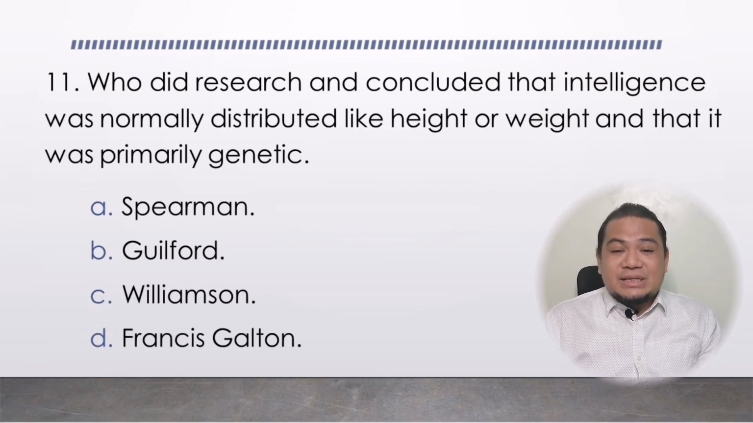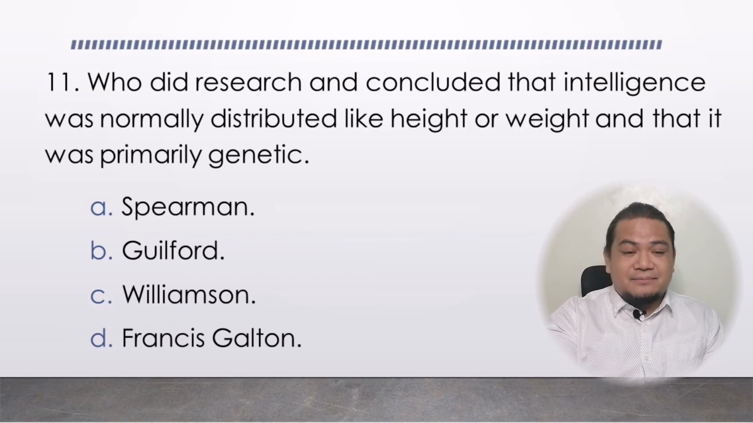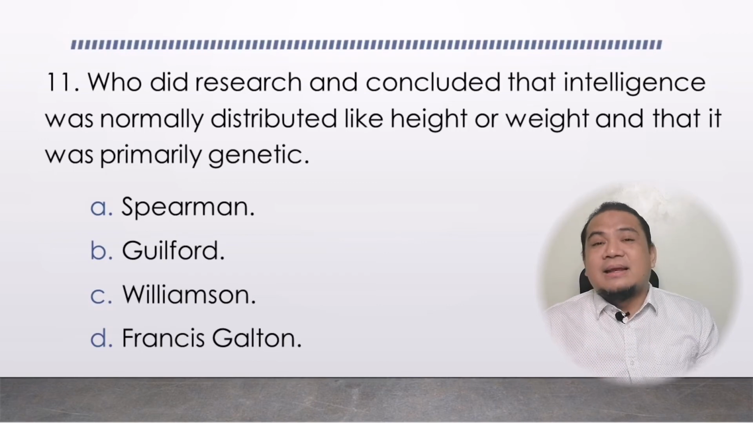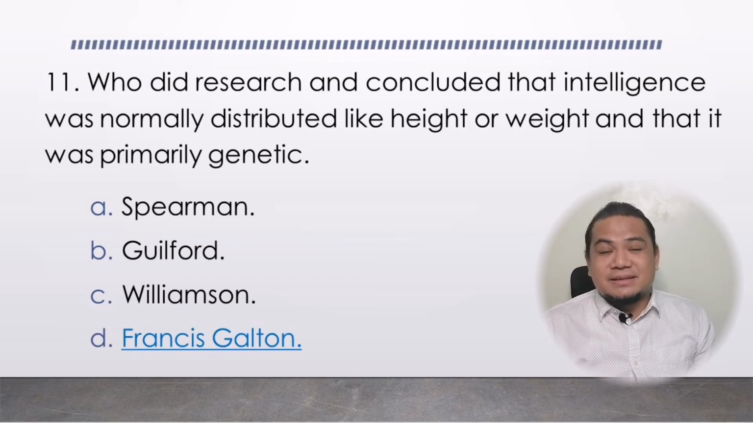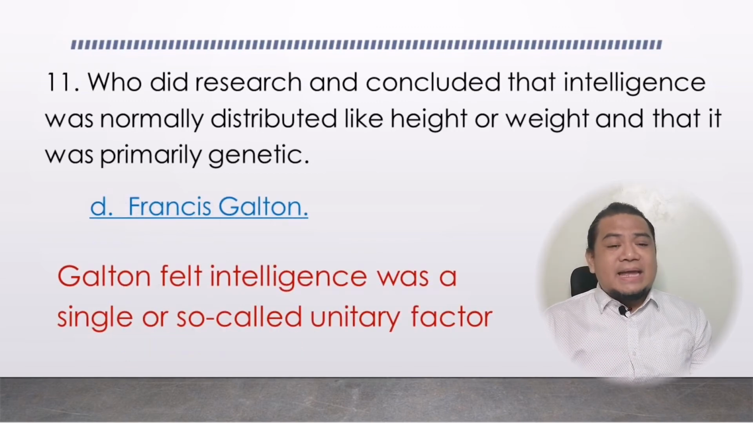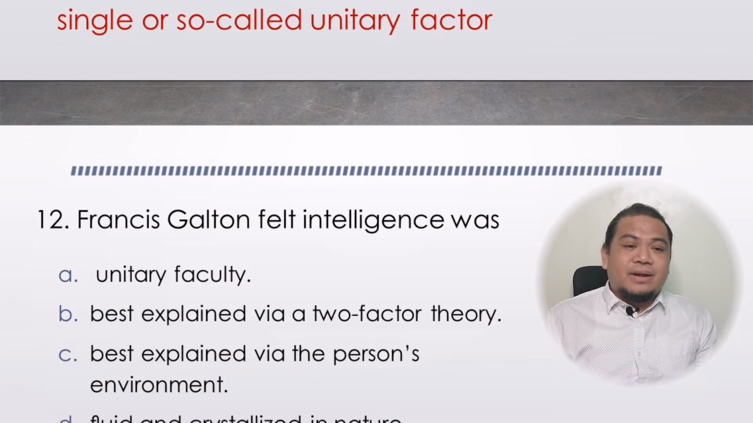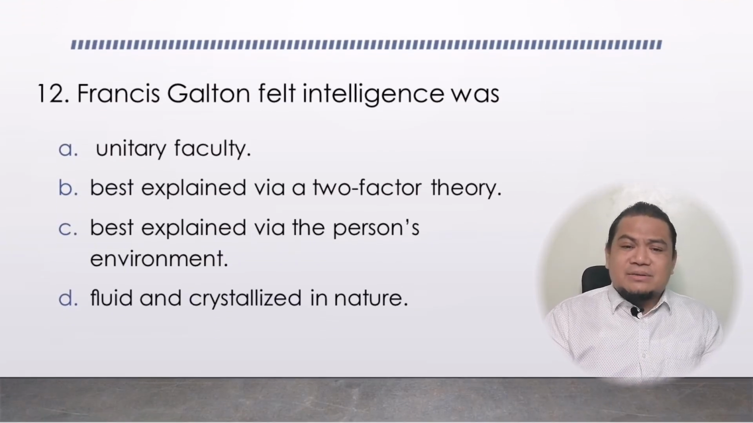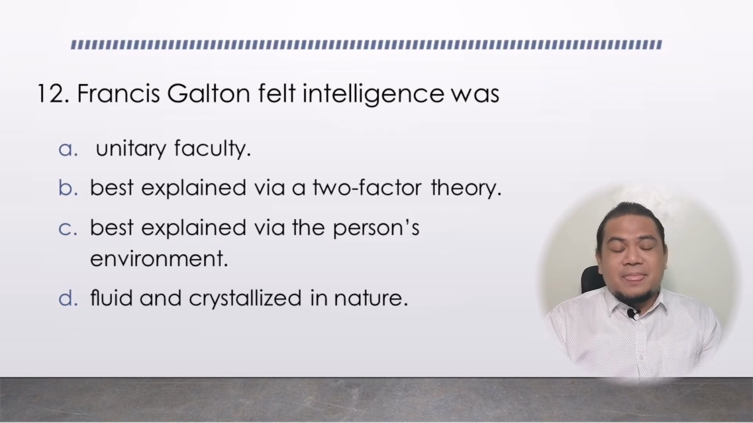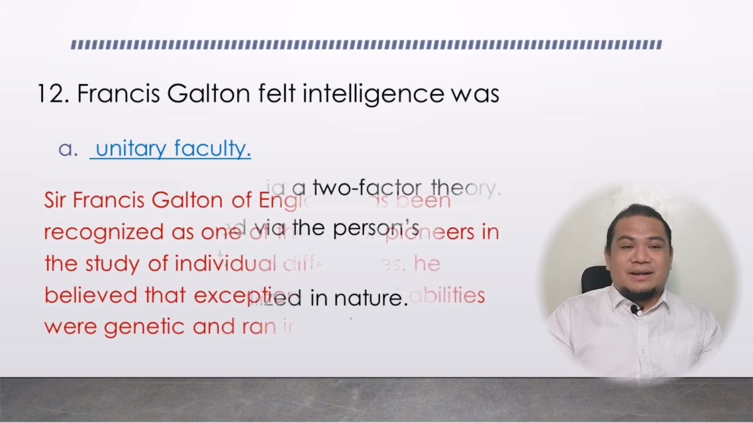Number 11, who did research and concluded that intelligence was normally distributed like height or weight and that it was primarily genetic? The answer is letter D, Francis Galton. Galton felt intelligence was a single, or so-called unitary factor. Number 12, Francis Galton felt intelligence was? The answer is letter A, unitary factor.